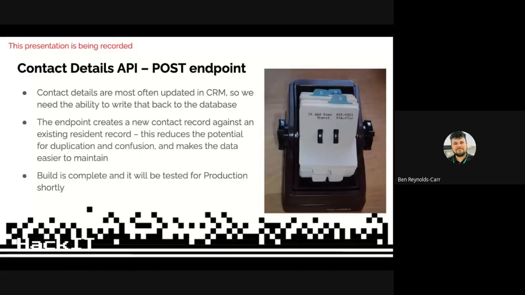I am indeed. Good morning, everyone. So I'm going to be talking about the contact details endpoints, the API post endpoint. This is when we want to write data to the database. Contact details are most often updated in CRM, so we need the ability to write back to that database. And this endpoint is going to create a new contact record against an existing resident record.